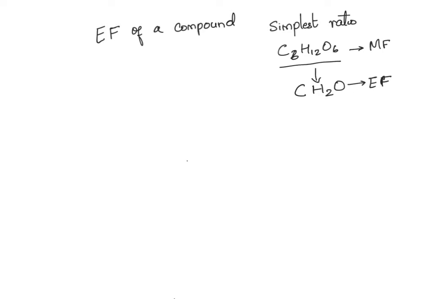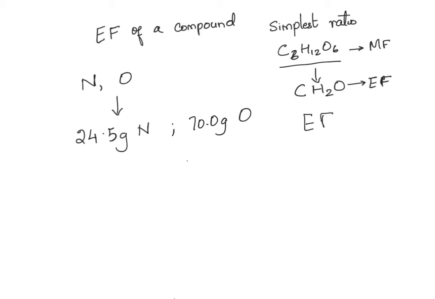So if we had a compound that contains nitrogen and oxygen, and when this was decomposed, 24.5 grams of nitrogen was obtained and 70.0 grams of oxygen was obtained. What would be the empirical formula of this compound? For empirical formula, what do you need? You need the mole ratio. So first, let's get the number of moles, and then we will get the mole ratio.